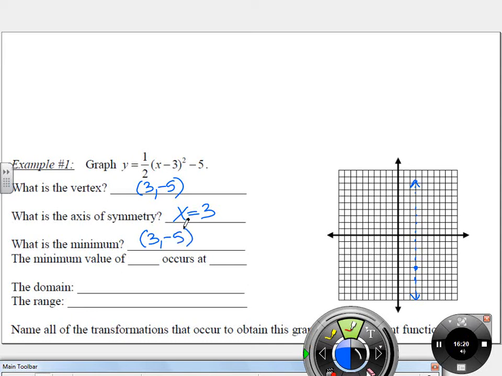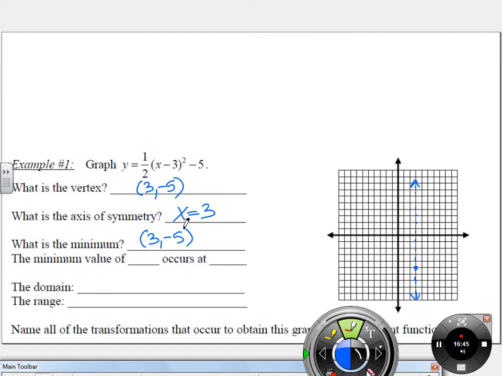But then sometimes when people ask for the minimum, you have to be really careful what they're asking about. I just asked you for the minimum. So that's a broad statement. You're identifying graphically where the minimum point is. But they could ask you for the minimum value or where the minimum occurs. Now, those are different questions. If your minimum is the point (3, -5), what do you believe is the minimum value?